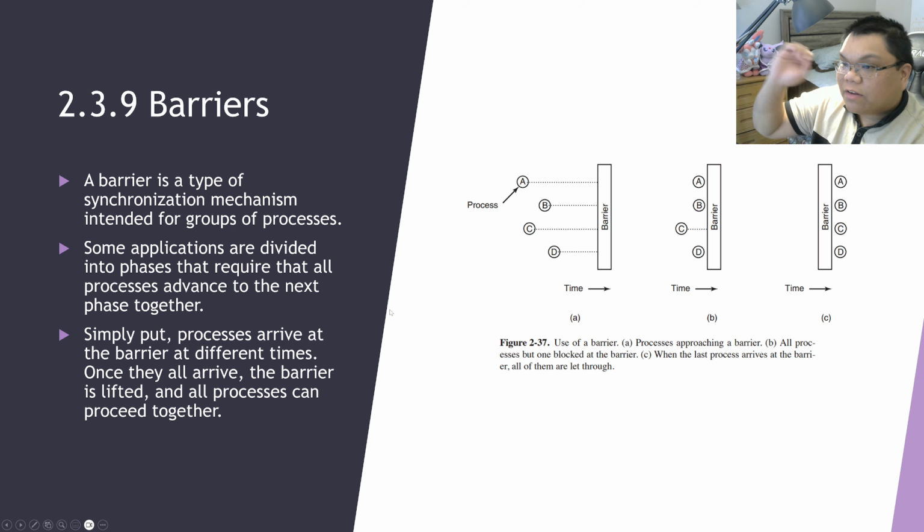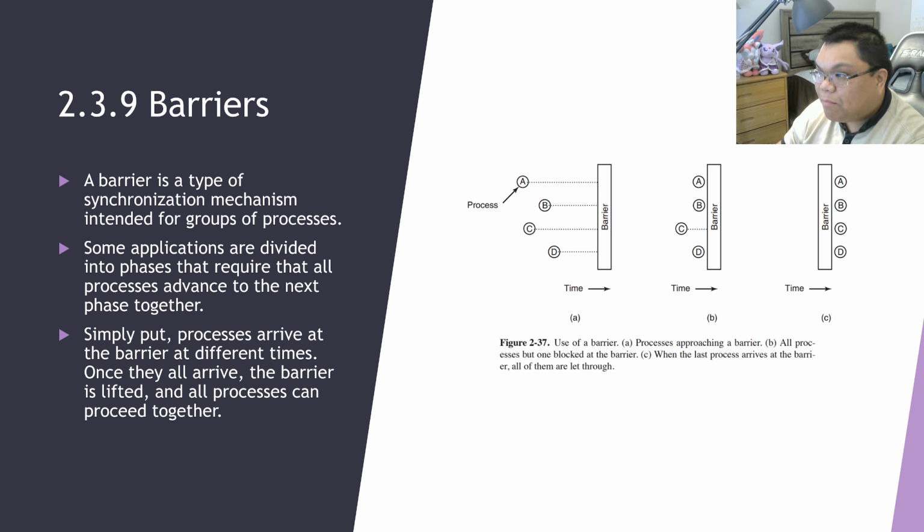And finally, we get to another kind of synchronization mechanism called a barrier. Think of it like a traffic light. Processes are doing things, and they all need to arrive at the same time and proceed to the next step all at the same time. Processes complete their work at different times and arrive at the barrier. Once all the processes have arrived, the barrier lifts, and all the processes proceed together at the same time.